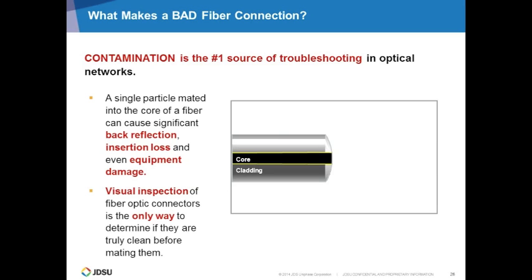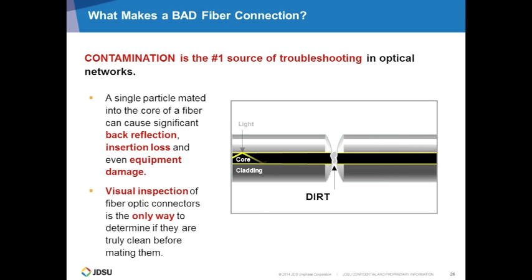Visual inspection is the only way to make sure that the end face of the fiber is clean prior to installation. So what is the point here, and there was one of the questions in the panel: why are the service providers asking for the end face inspection?